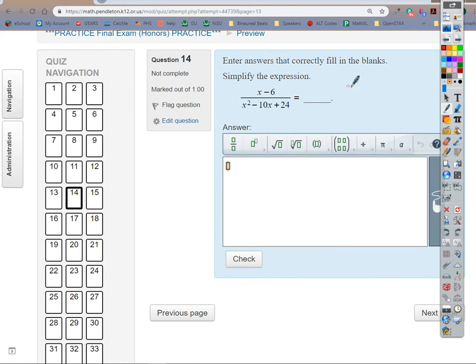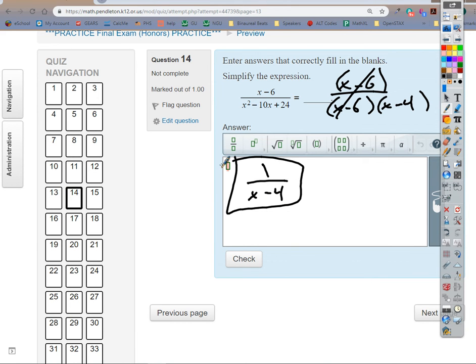So it's going to work out to be x minus 6 divided by what? So what do we do? Cancel out 6. Okay, so our final answer is 1 over x minus 4.